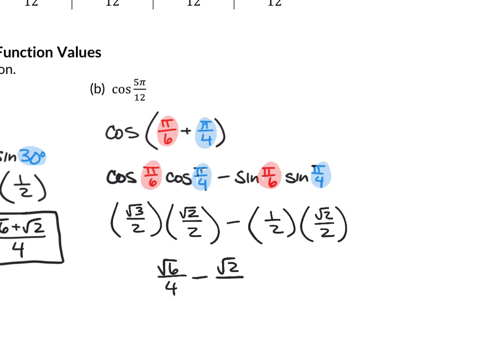You have square root 6 over 4 minus square root 2 over 4. And when you subtract those into one denominator, it would be square root 6 minus square root 2, what? Over 4. I just said all the wrong numbers.